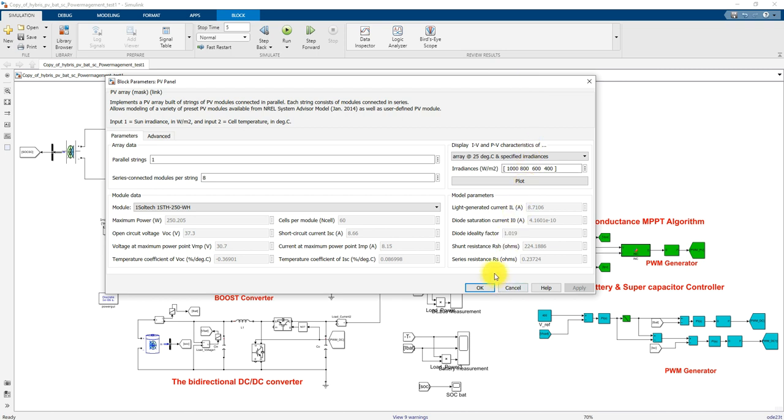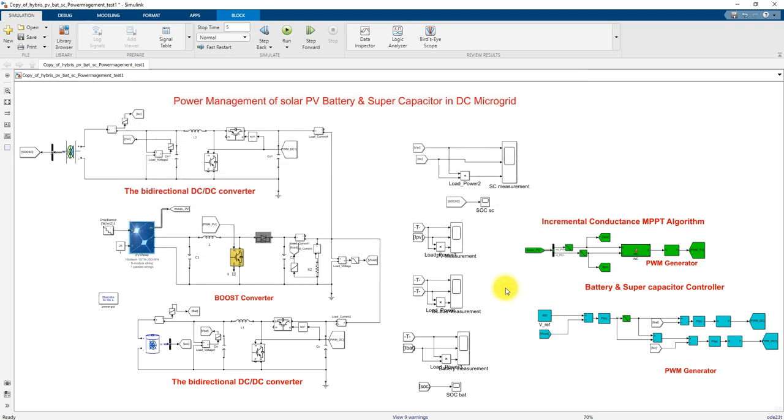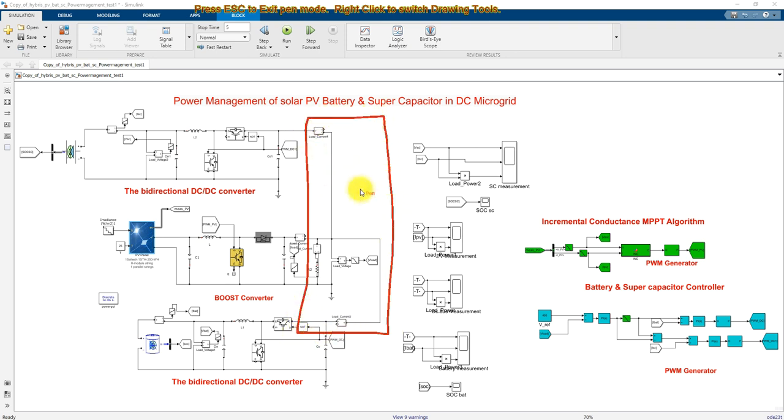So when irradiation changes, the peak power of the PV also changes. That needs to be extracted by using some control concept or control algorithm. So for that we are using the MPPT concept, the maximum power point tracking concept. This is the solar PV array, going to be connected to the DC bus. Here this is considered as the DC bus, and the DC bus voltage we are going to maintain here is 400 volt.